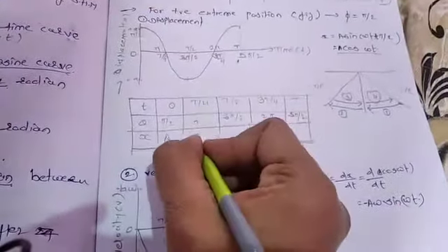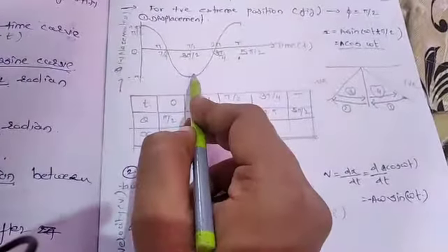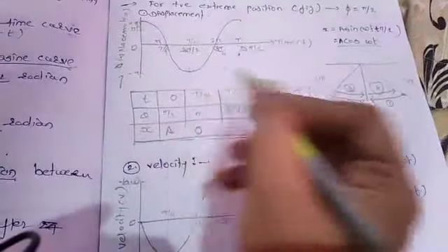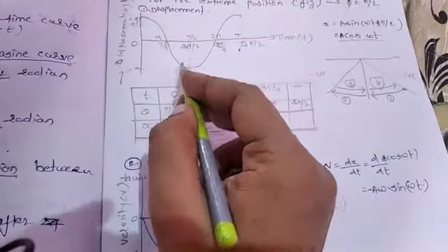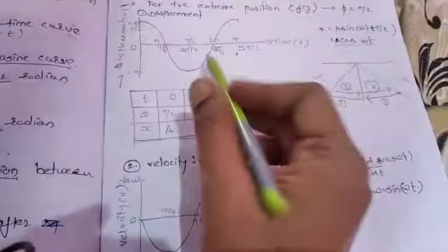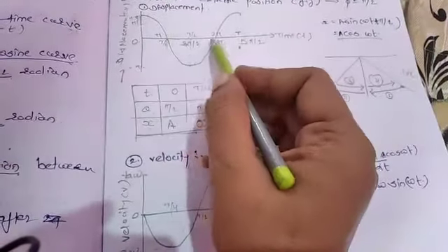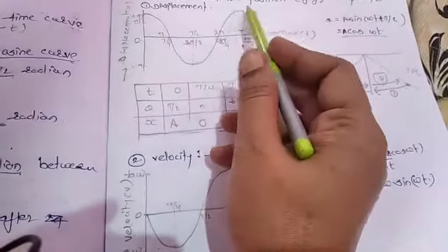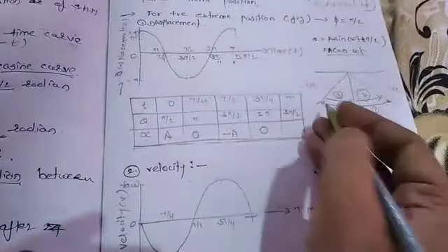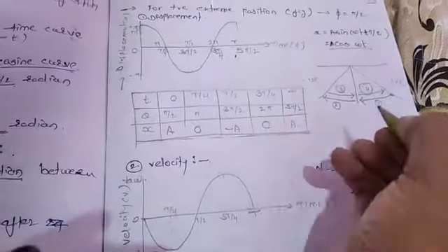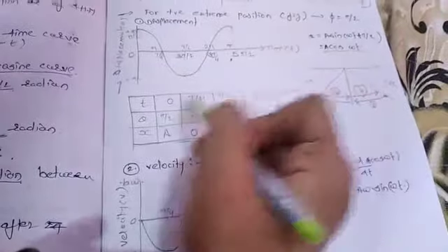So the displacement is 0, it is going to the negative extreme, so here it is 3 pi by 2, so it is minus a. Again it is going to the mean at 2 pi, so for 2 pi the displacement is 0 again, and from the mean position again it is going to the positive extreme, so we can write here a again. So this is about the displacement versus time graph.